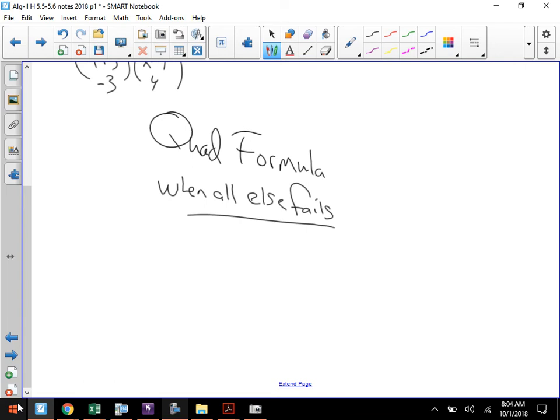If you've got fractions, if you've got decimals, you don't want to deal with all the... Just use the quadratic formula. It'll get you there. It'll get you there.